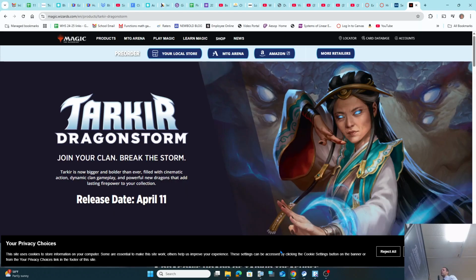We're also looking at the new Magic: The Gathering set coming up, and that is Trig Dragon Storm. Woo! Yeah, Dragon Storm. A student actually drew a dragon for me. Can you see it? It's kind of hard to see over here. Got a picture of a dragon.